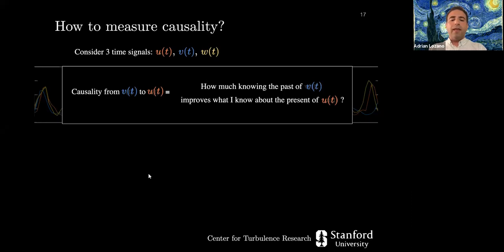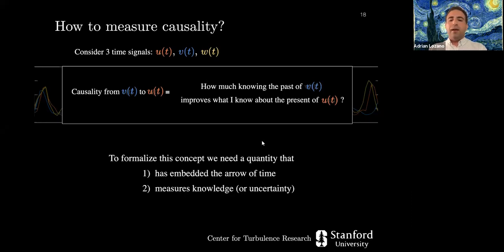And for that, I need a quantity that contains these 2 properties. Here I'm talking about past and present, so whatever quantity I use has to be related to the arrow of time. So this is going to be important. And also here I'm talking about knowing something, so there is this concept of knowledge. Whatever quantity I use to measure causality has to quantify the knowledge, or a different way of framing the problem, certainty. So it's the lack of knowledge that I have.